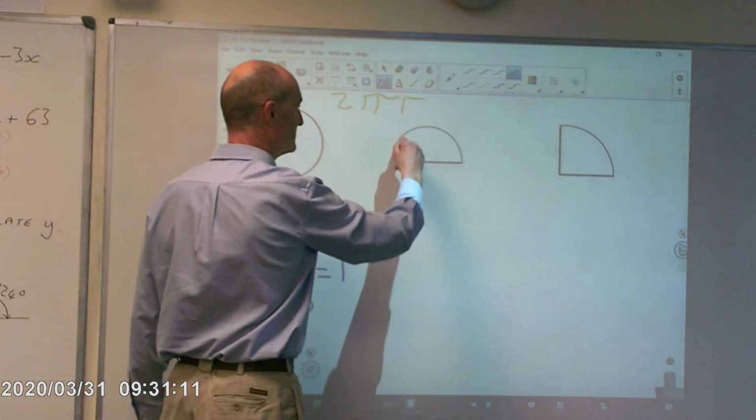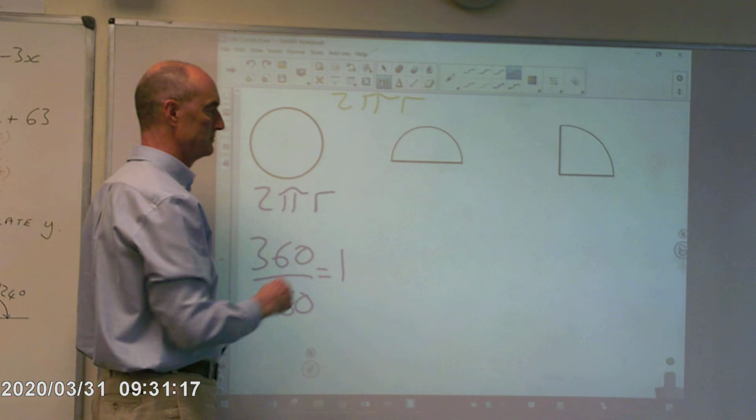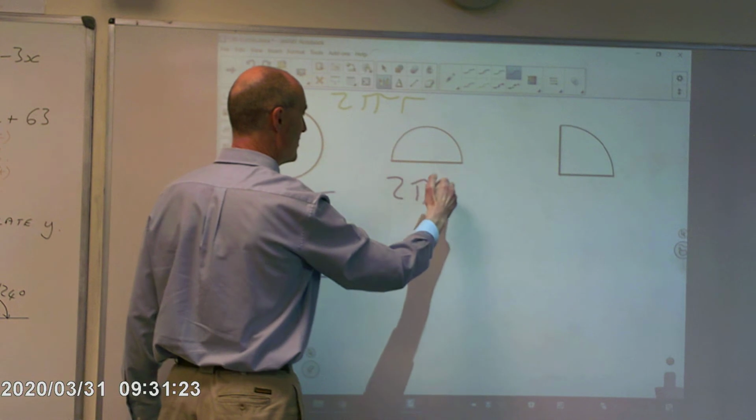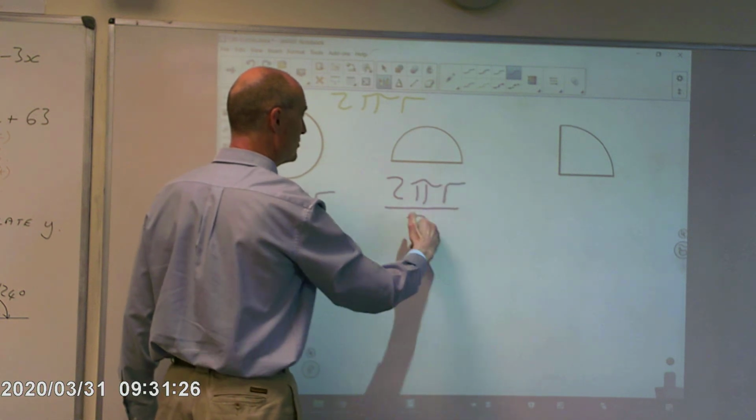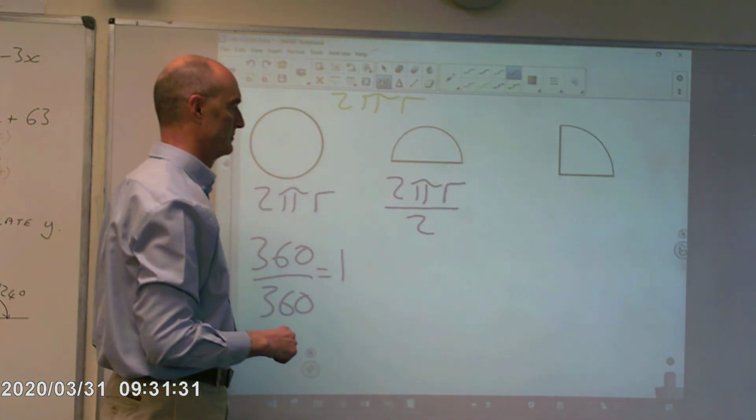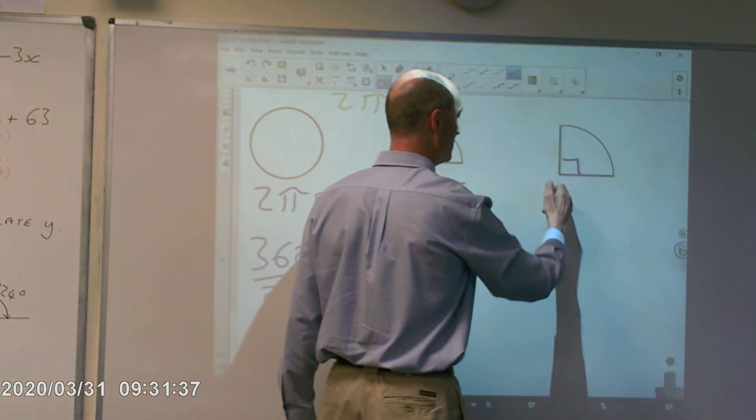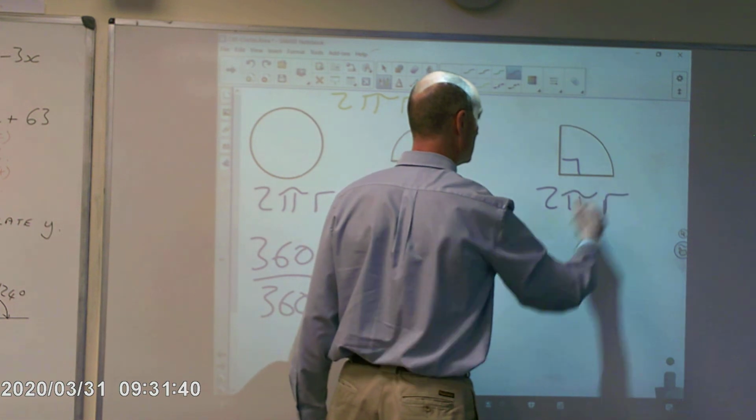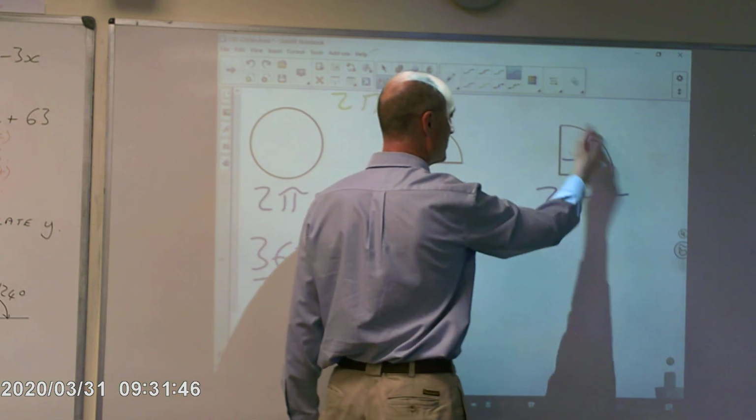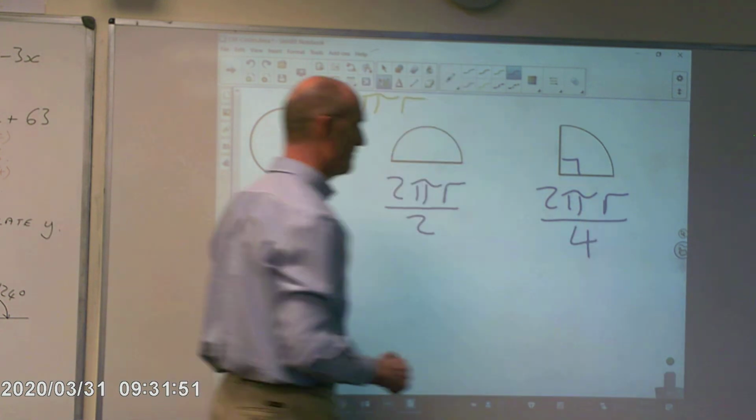Semicircle. So the length of that arc, the length of this curved line, 2 pi r, but divided by 2, because it's only half the way around the whole circle. For this quarter circle, 2 pi r would be the whole way around the whole circle, but this is only a quarter of it. So that arc length, this curved line, would be 2 pi r divided by 4.